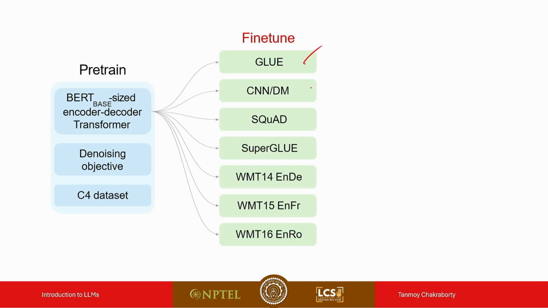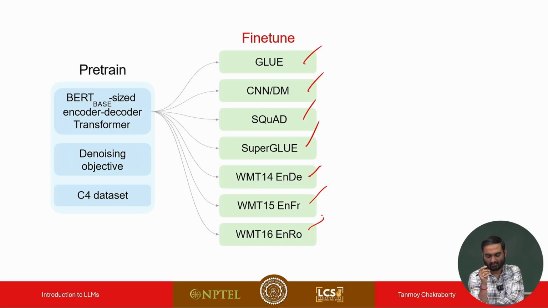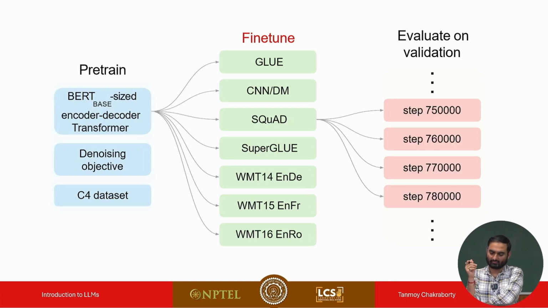So they took GLUE, CNN DailyMail, SQuAD, SuperGLUE, and 3 different machine translation datasets, right? WMT 14, 15. So this is English to German machine translation. This is English to French machine translation. This is English to Romanian machine translation. And these datasets were also very popular at the time. They are also popular these days. This is the machine translation workshop. This workshop is conducted every year, and they keep on releasing these kinds of datasets.